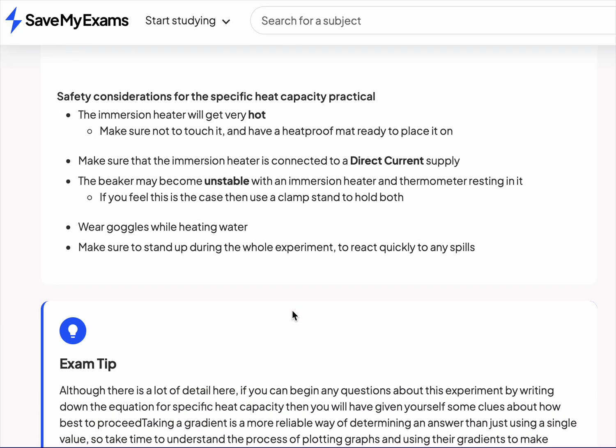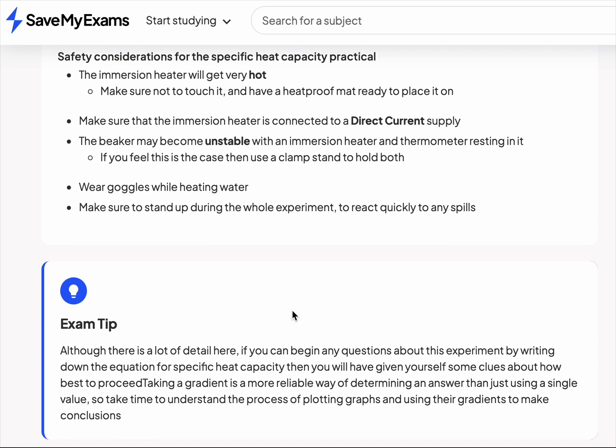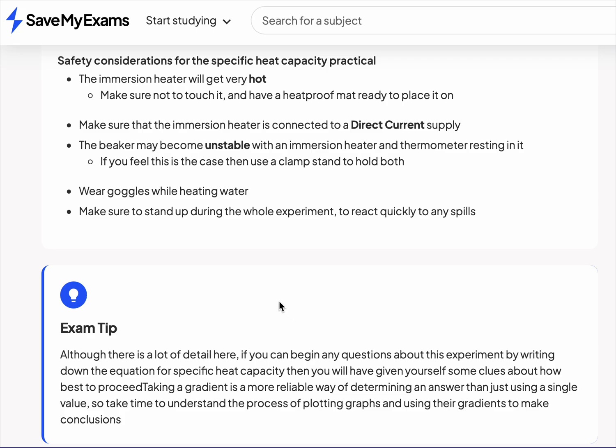Safety considerations are other things that you should consider. There's danger obviously because the immersion heater will get very hot. It's a good idea to have a heat-proof mat to place it on after you finish, so they've mentioned that. And we're using a direct current supply, so that could be a danger in itself. The beaker may become unstable with an immersion heater and a thermometer resting in it, so be careful. It could also lead to breakages.